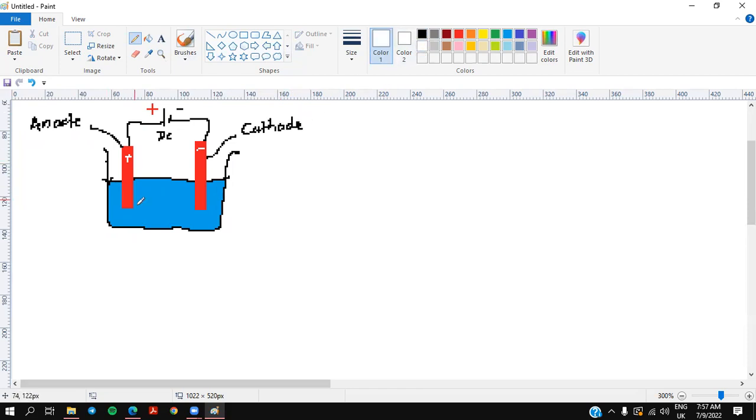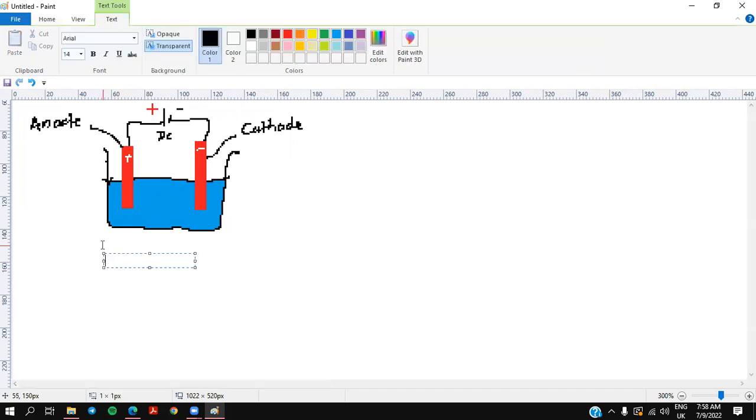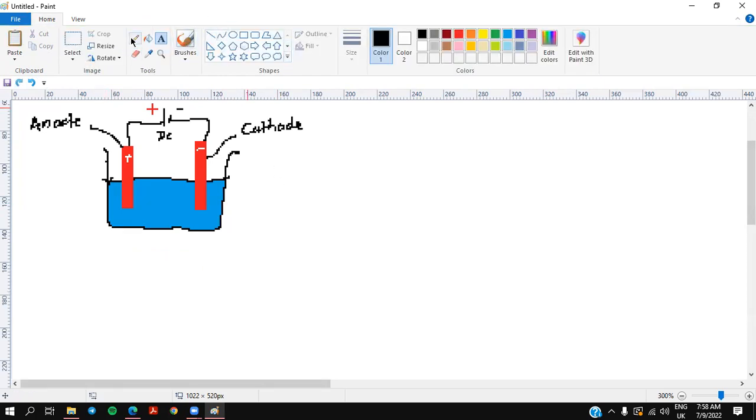What are the ions present in the solution? We have Cu2+. I'll write the ions present in the system outside: copper 2 plus, SO4 2 minus, H plus, OH minus. These are the ions.